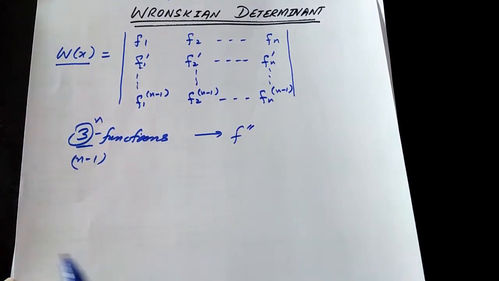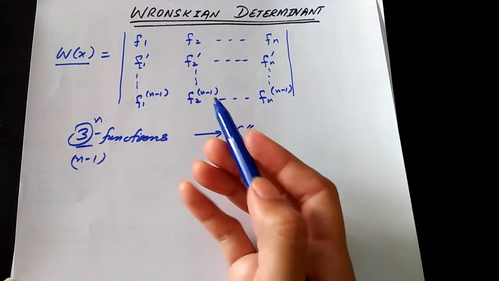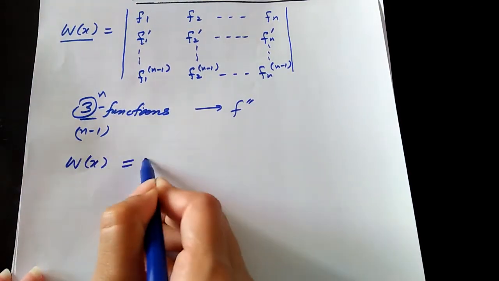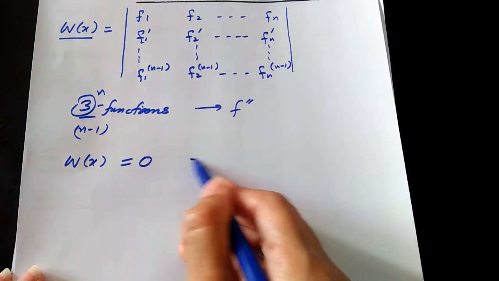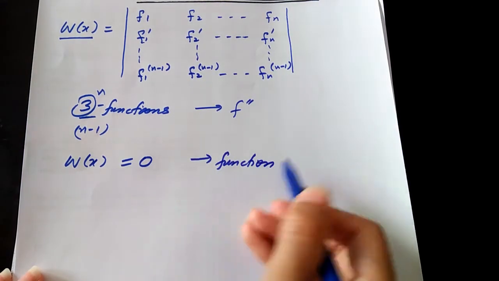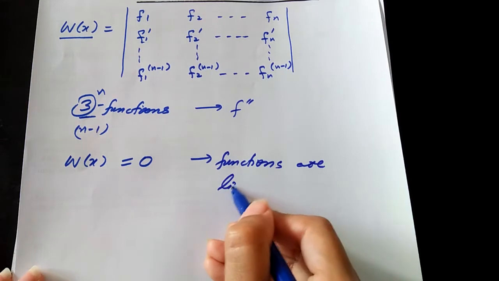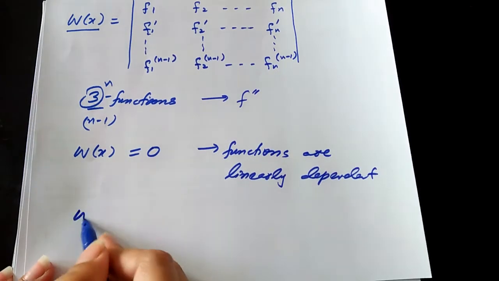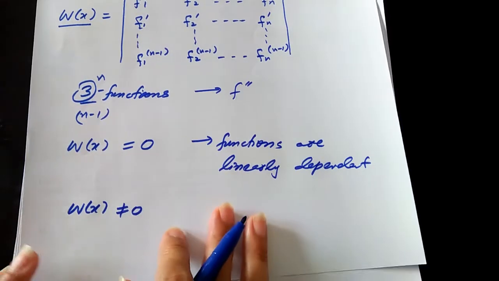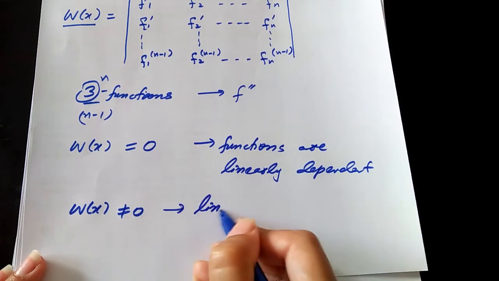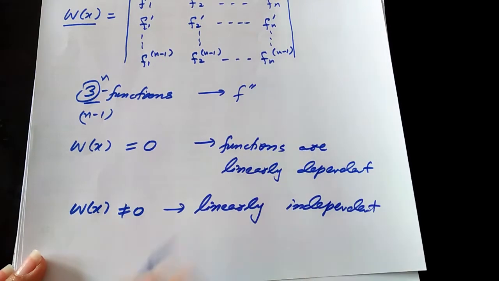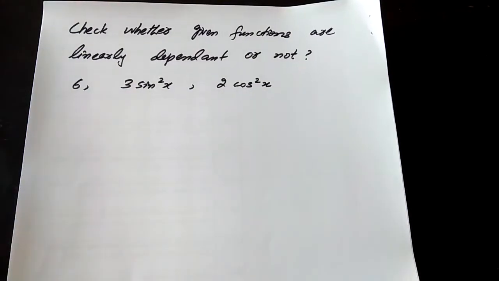Now how will you determine whether the given functions are linearly dependent or independent? If your Wronskian gives you 0 as the answer, then this means the functions are linearly dependent. And if your Wronskian is not equal to 0, then this means the given functions are linearly independent. Now let's move on to the example so that it can be more clear to you.